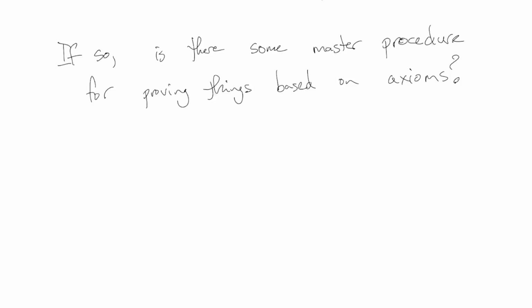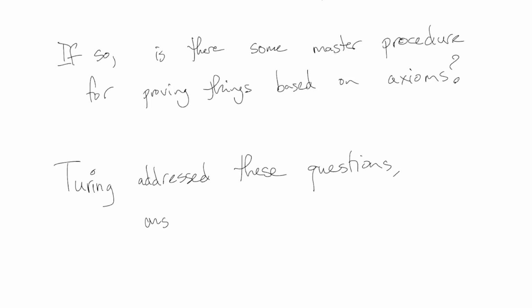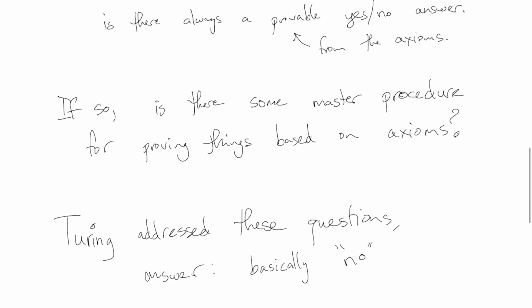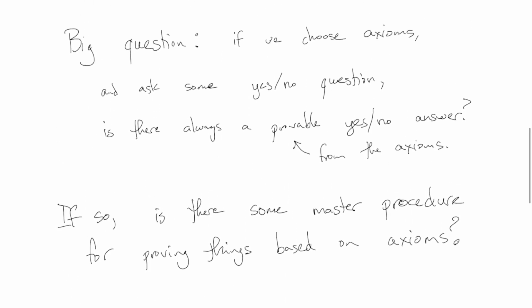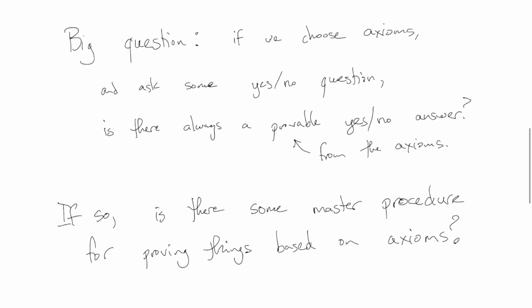And this is the question that Turing wanted to address. Turing addressed these questions. And the answer is basically no. That is to say, it's sort of no to both of these. The first question that I asked here was, if we choose the axioms and ask some yes or no question, is there always a provable yes or no answer? I don't know if you've ever heard that this is a true fact about mathematics. The answer to this question is no.